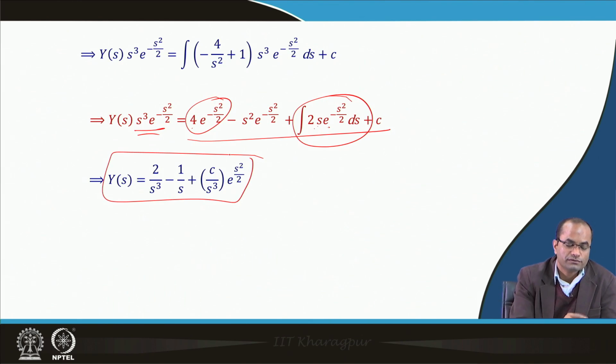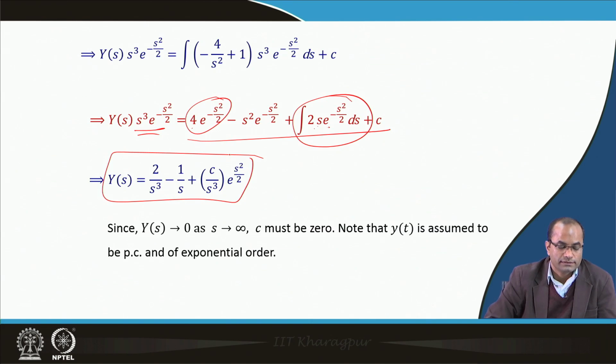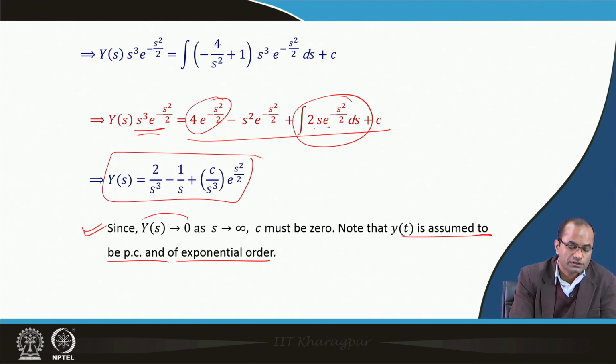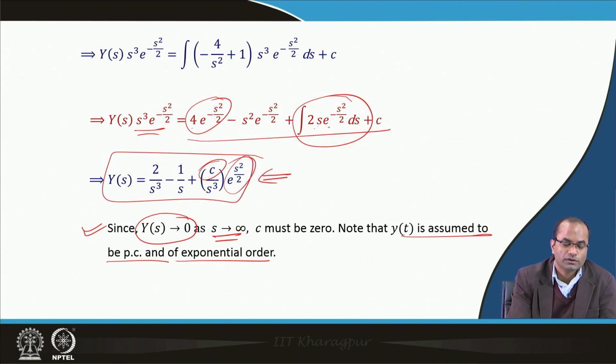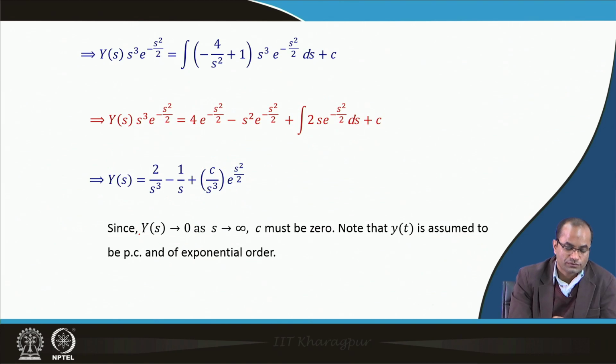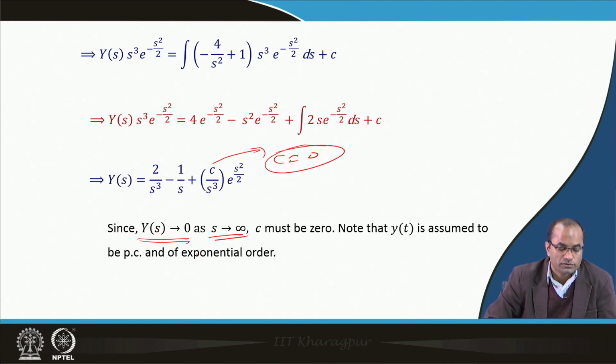So finally, we get the expression for this Y(s) in terms of s. Since we assumed already that y(t) is piecewise continuous and of exponential order, we know the property of the Laplace transform, that its transform must go to 0 as s goes to infinity. If this property needs to be fulfilled here, then this c has to be 0, because if c is non-zero, because of this e power s square by 2, this will go to infinity. So to have this property of the Laplace transform, we got that this c has to be 0, otherwise this is not possible.